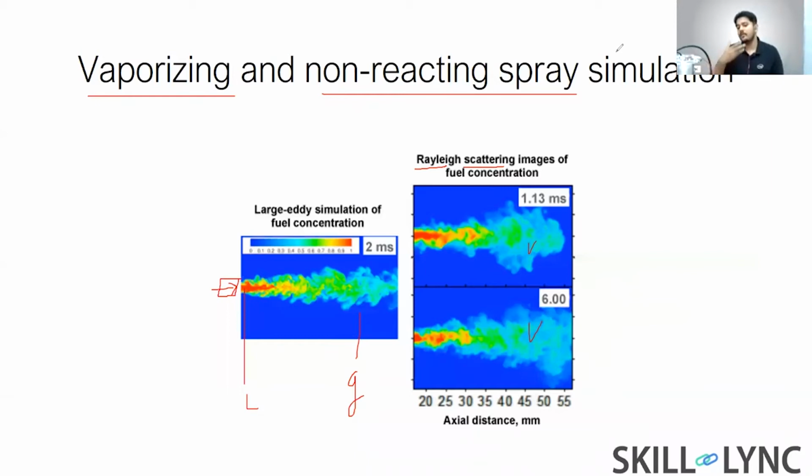So can anyone tell me what is the advantage of doing this type of work? If I'm able to simulate how the fuel is vaporizing, what is my advantage? It will not completely avoid experiments, but it will minimize your cost. Say currently you're doing 10 experiments for each injector. If you have an accurate simulation model, then maybe you can just do 5 experiments. That is where computational tools are very useful. They help you reduce your testing cost.